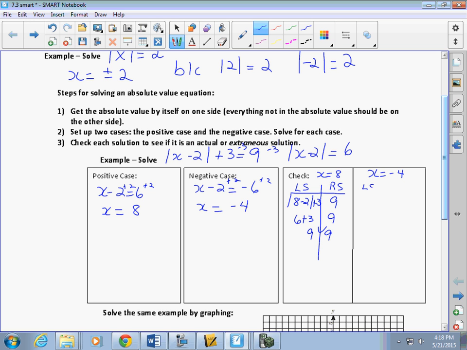Now I check for negative 4. So my left side, right side. This is the absolute value of negative 4 minus 2 plus 3. So this is the absolute value of negative 6 plus 3. The absolute value of negative 6 is 6. 6 plus 3 is 9. So it works.